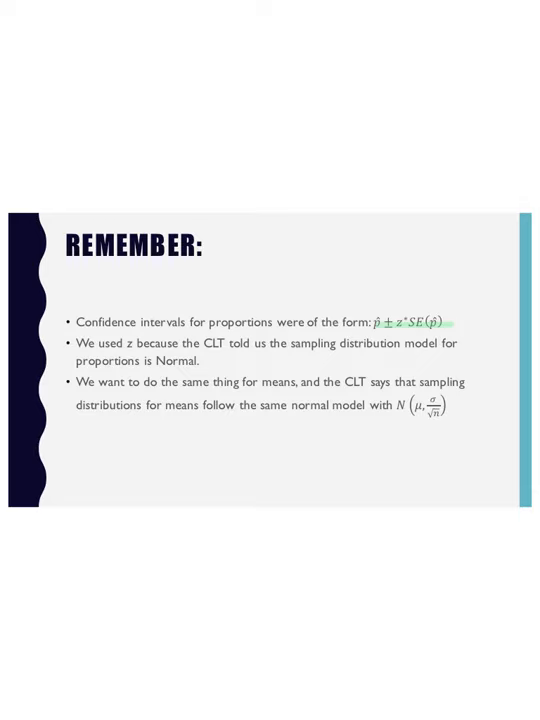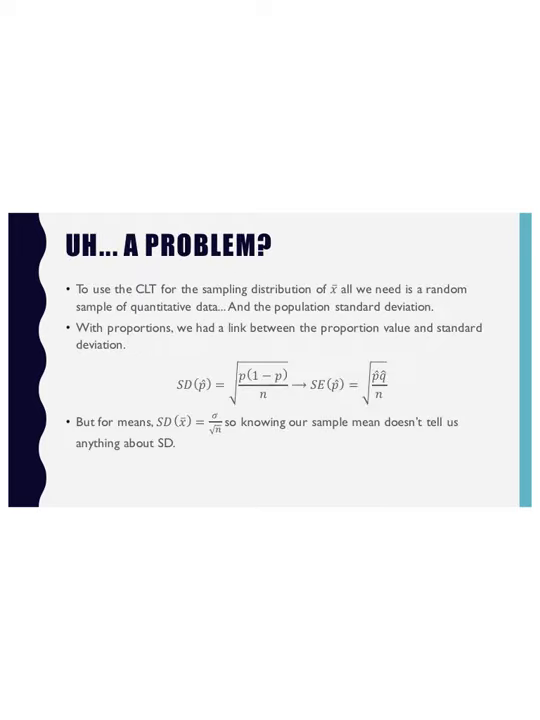sampling distributions for means follow the same normal model, except remember your mean is the population mean, and your standard deviation is the population standard deviation divided by the square root of the sample size. So to use the CLT for the sampling distribution of x bar, all we need is a random sample of quantitative data and the population standard deviation. With proportions, we had a link between the proportion value and the standard deviation. This is what this is referring to, right?